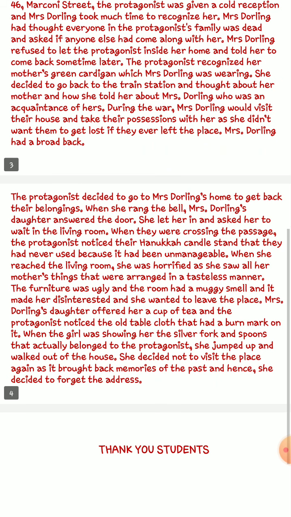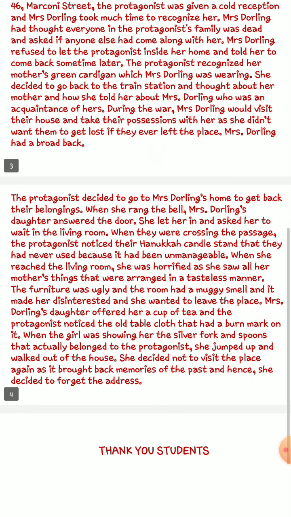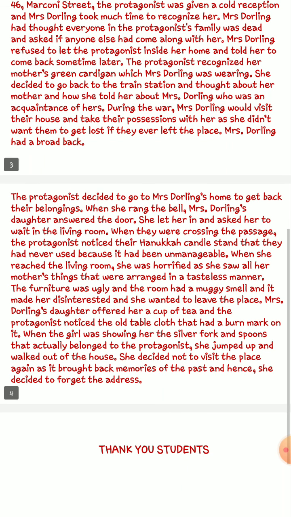She decided not to visit the place again, as it brought memories of the past, and hence she decided to forget the address. The important thing is that she decided to forget the address because this address, 46 Marconi Street, is associated with sad memories, with haunting memories, with memories related to her precious things that belong to her dear departed mother.